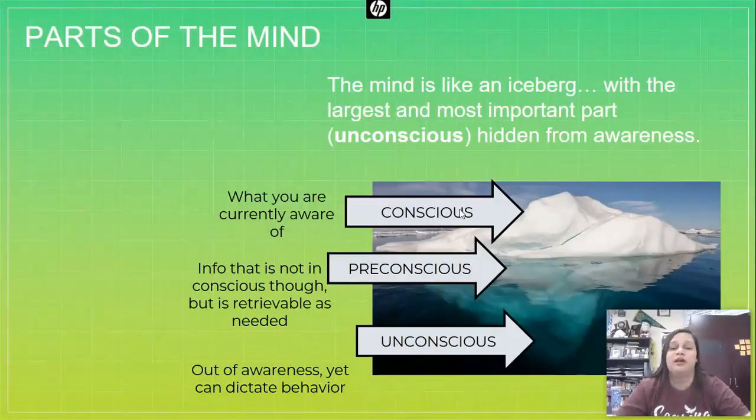Freud identified three main parts of the mind, and we've talked about this before. He compared the mind to an iceberg, with the largest and most important part being the part of the iceberg below the surface, the unconscious, which is hidden from our awareness. He also recognized the preconscious area, which included information that's not really in our conscious mind, but if we needed to, we could recall it. So those are memories, things from our past that we're actually able to recall.